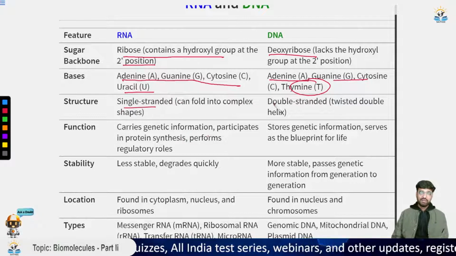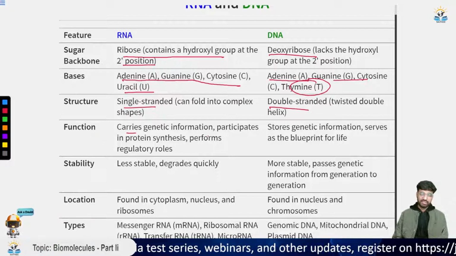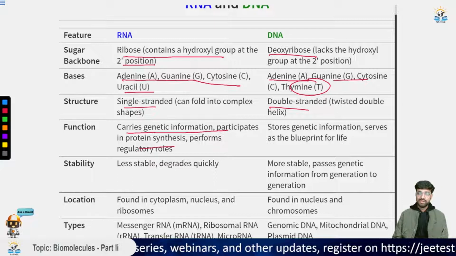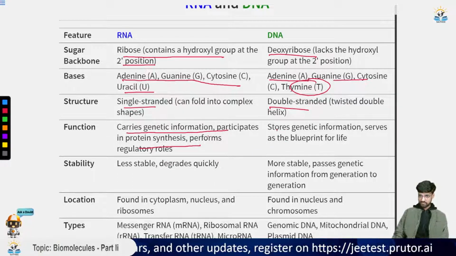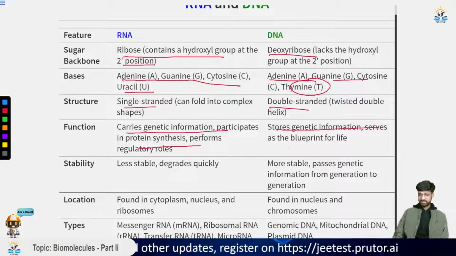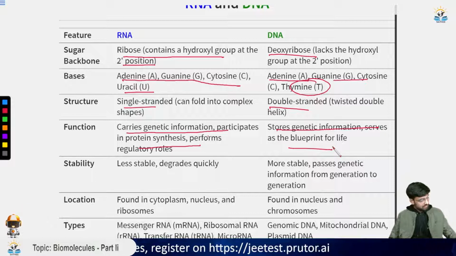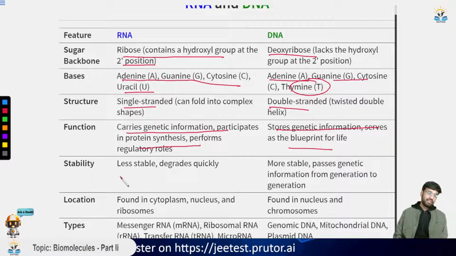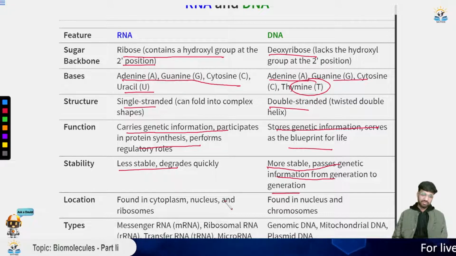RNA is single stranded, DNA is double stranded. Function: RNA carries genetic information and participates in protein synthesis and regulation. DNA stores genetic information and serves as the blueprint for life. Stability: RNA is less stable, while DNA has hydrogen bonding which stabilizes it. DNA is more stable and passes genetic information from generation to generation.